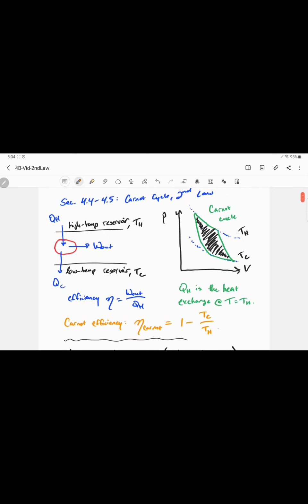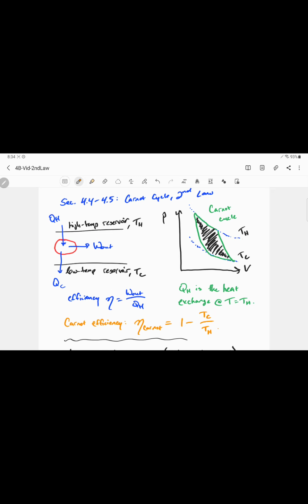So this is something that you've seen before on the left right here. This is an energy transfer diagram for a heat engine. The point of a heat engine is to maximize the work output given some heat that initially went into the system. So we define an efficiency.